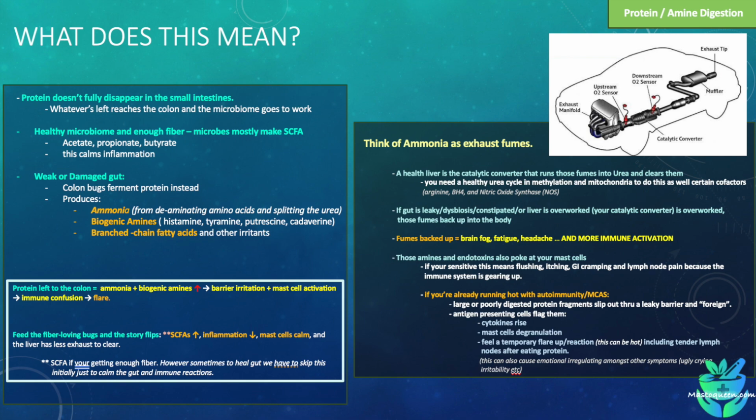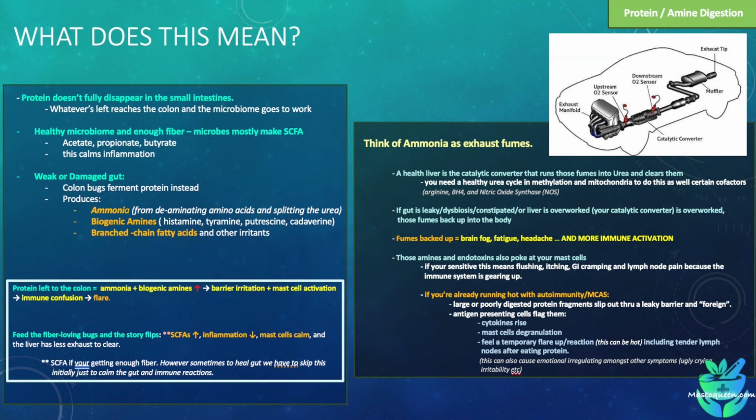If you feed the fiber-loving bugs, the story flips: your short-chain fatty acids go up, your inflammation goes down, which means your mast cells start to calm, and the liver has less exhaust to clear. Now, the reason I have short-chain fatty acids flagged here or starred is that you have to make sure you're getting enough in order to create short-chain fatty acids. If you're not creating short-chain fatty acids, you're not going to be able to drop that inflammation.